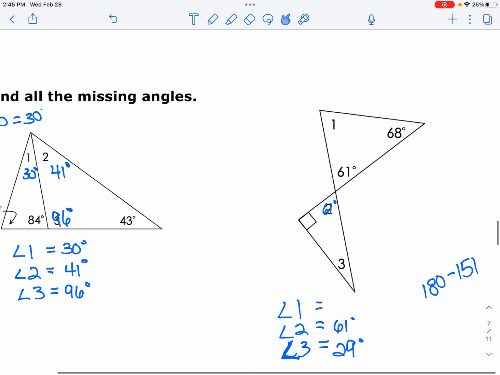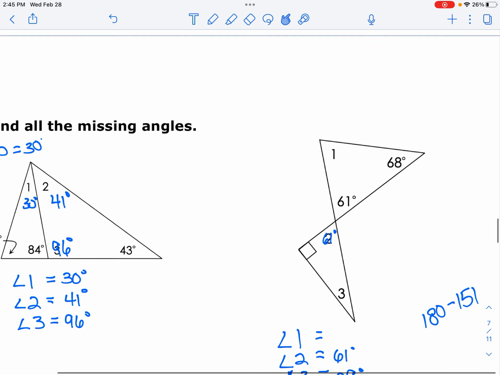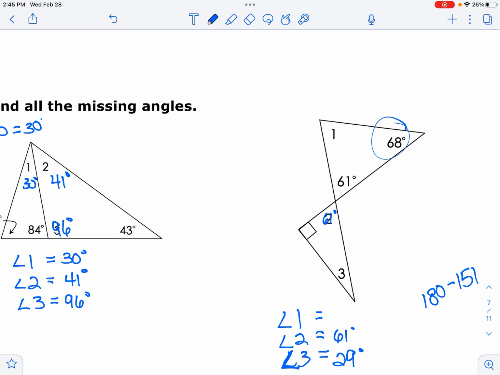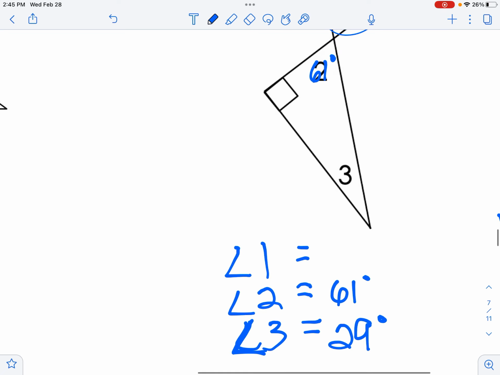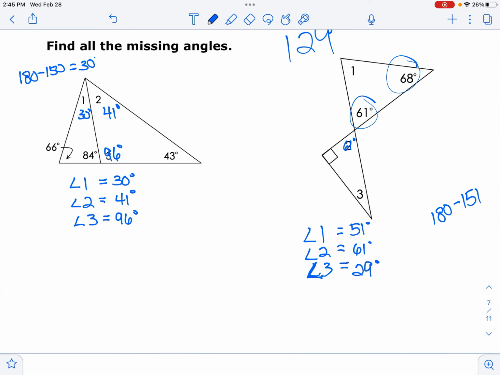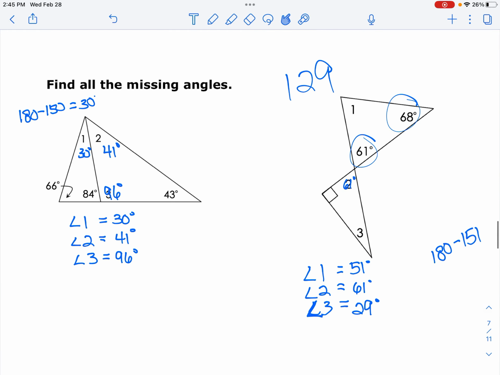Okay, and then lastly, angle 1. Well, 68 and 61, add those together, I get 129. All right, so that means, what do I have left over? 180 minus 129 would give me 51. So that means angle 1 would have to be 51. Okay, so that's just using the triangle sum theorem to help figure out some problems.